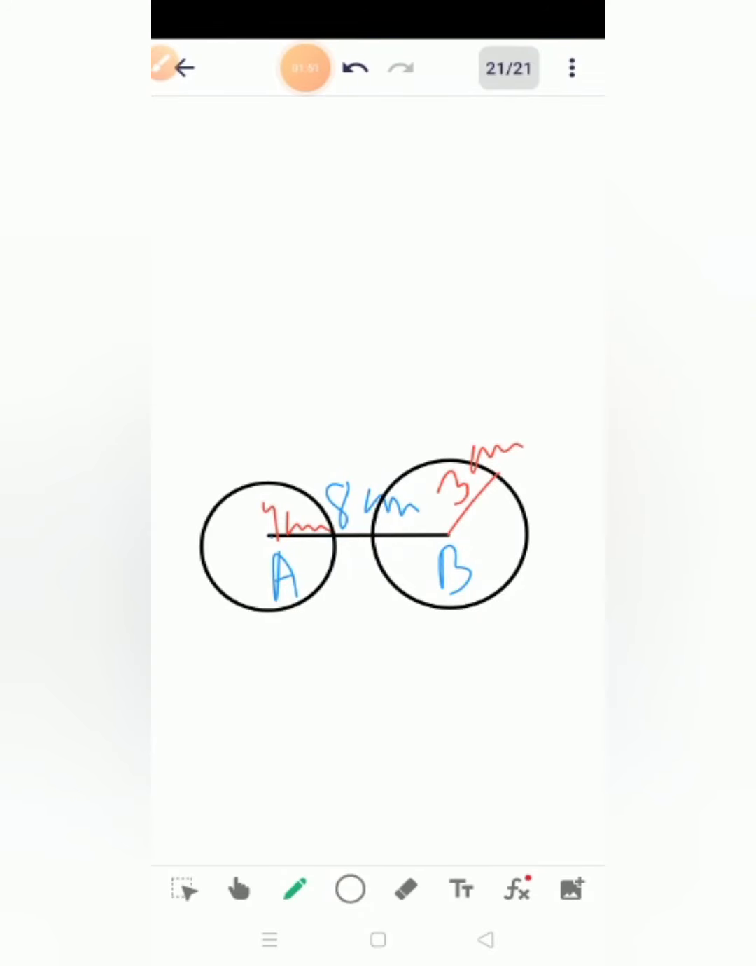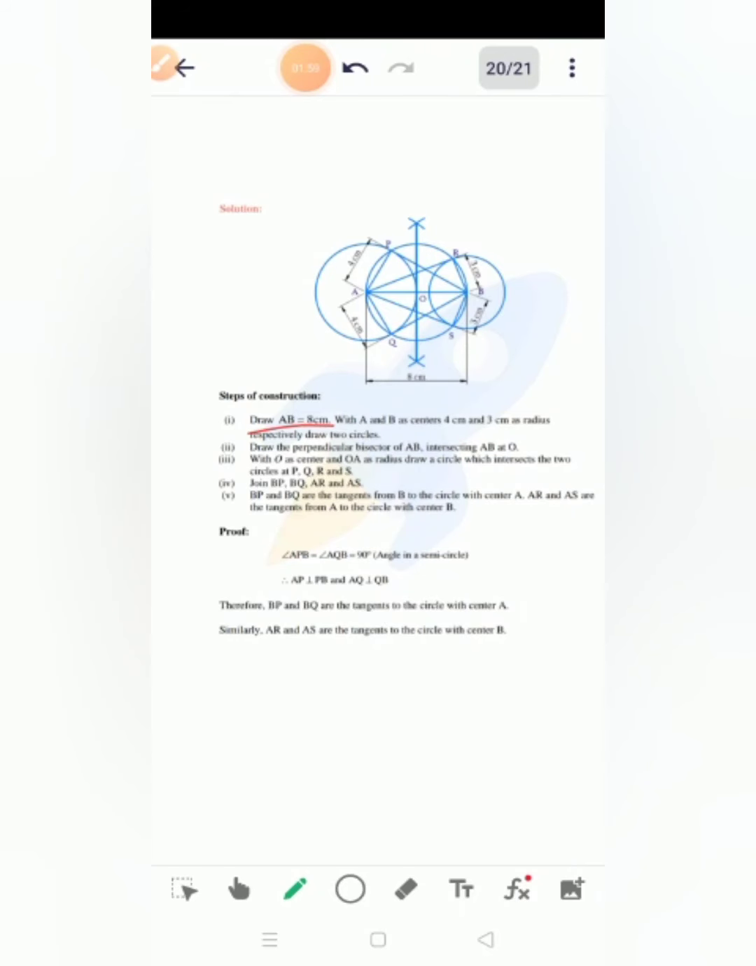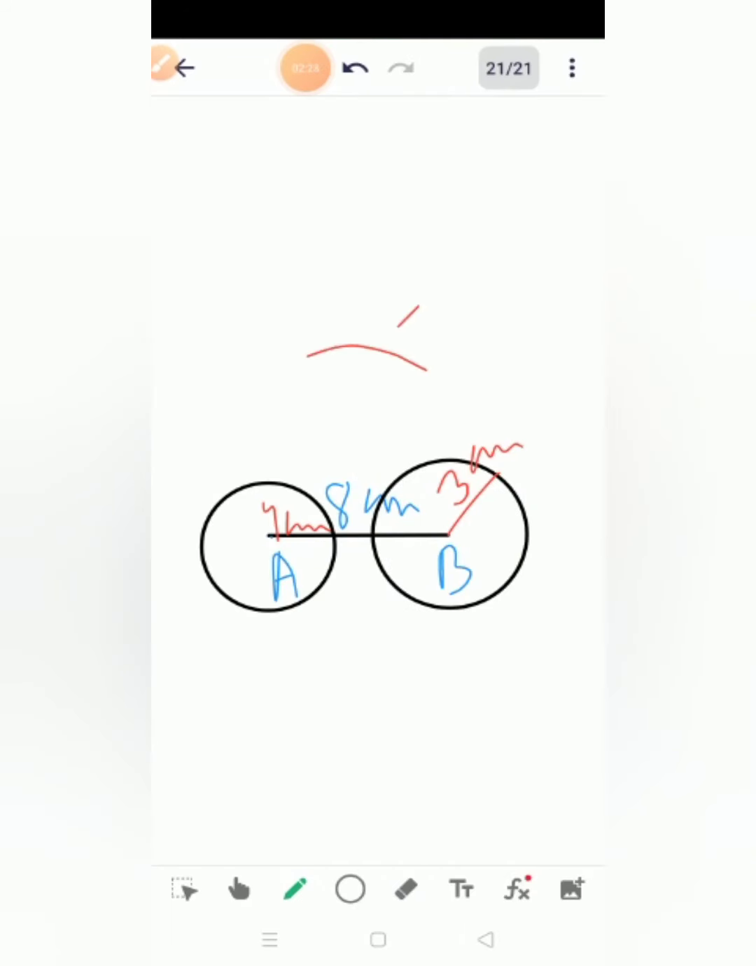And then we need to construct tangents to both circles from the center of the other circle. Draw AB equal to 8 centimeter, which we have done. With A and B as centers, we have drawn the circles with their respective radii. Now the next step is to draw the perpendicular bisector of AB, intersecting AB at O. We draw the perpendicular bisector of AB like this, and it intersects AB at a point, let's say O.